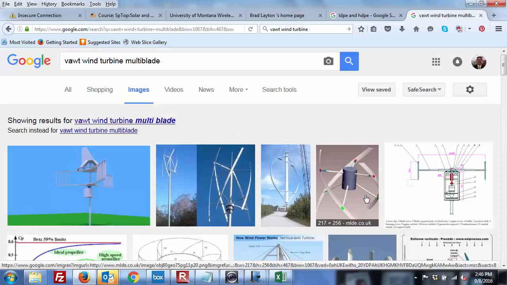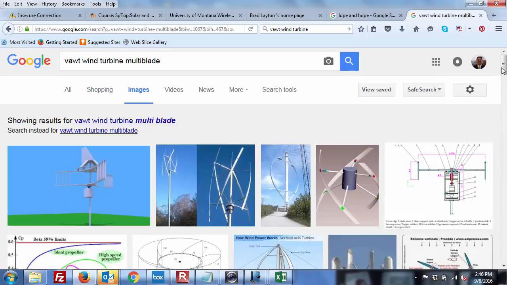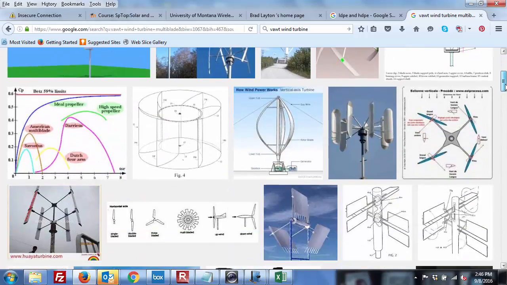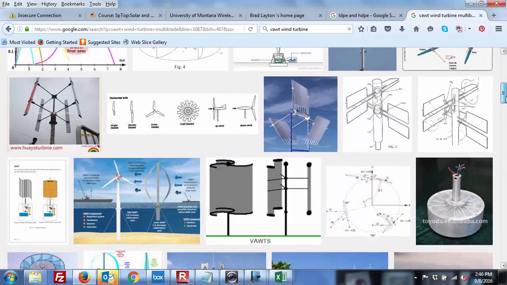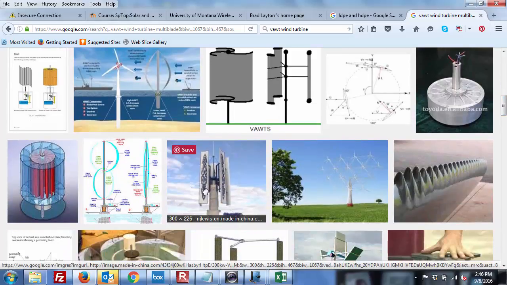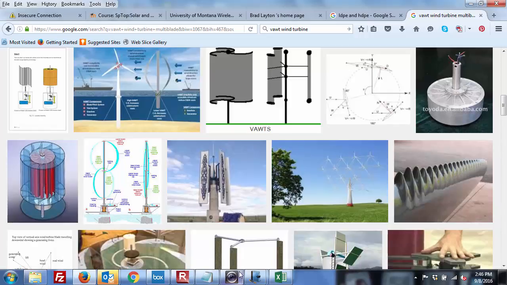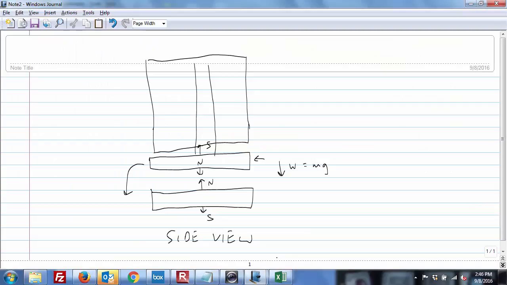The particular design that this inventor has come up with, it's a lot like this guy right here. So you've just got multiple blades, and it's more or less a lift-based system. So that's all it is, maglev.